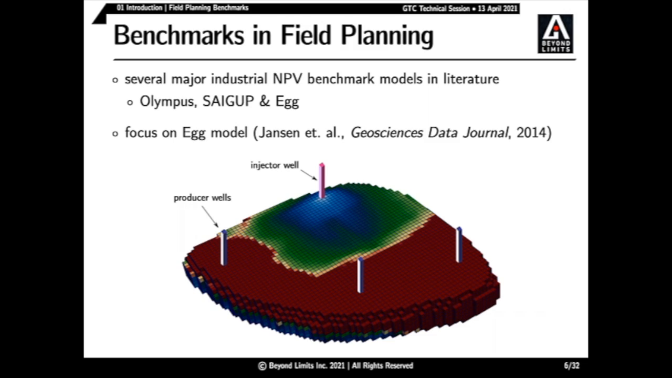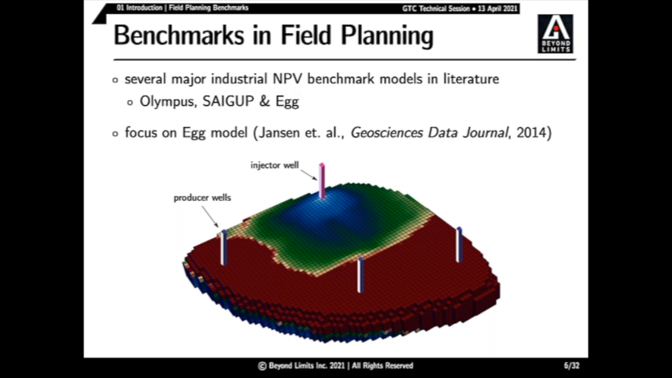Over the past few years, a few reservoir model candidates have emerged as test beds for benchmarking NPV optimization for well trajectories. These include the Olympus model, SAIGUP, and the EGG model, and it is the last of these that we choose to focus on for our application and the benchmarking that will be presented later in this talk.